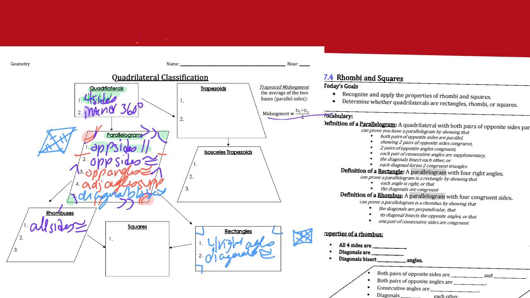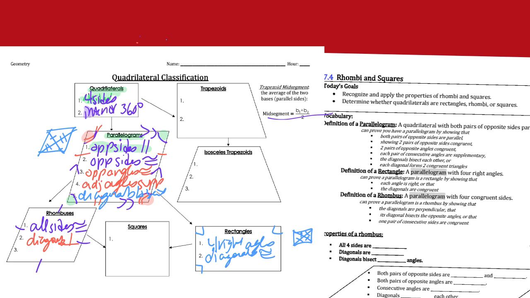Okay, so all four sides of a rhombus are congruent, so you can mark that on your cute little shape. Okay, all four sides are congruent. And then also the diagonals meet at a right angle. Okay, that's diagonals are going to be perpendicular.